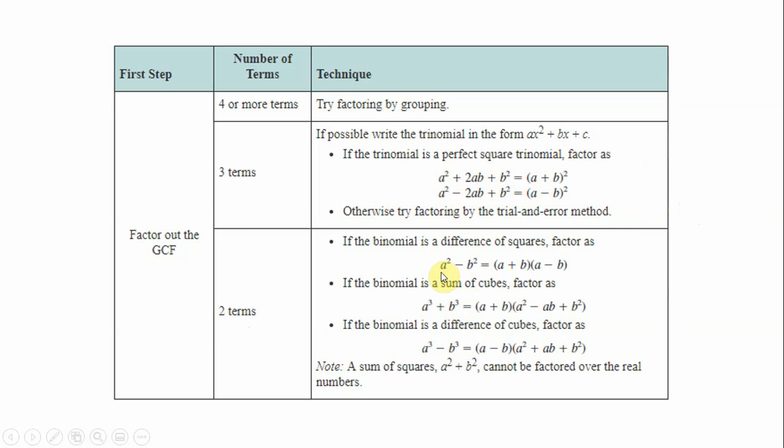If I've only got 2 terms, I'm looking and seeing, are they the difference of 2 squares? Then I can write them as a plus b, a minus b, the conjugate pairs. Sum of cubes, if I've got a cubed plus b cubed, then I can use my factoring rule, a plus b, a squared minus ab plus b squared. Plus, change the sign for this one, a cubed minus b cubed, same sign negative for the a minus b, and then I change the sign for the plus ab. So a sum of squares, a squared plus b squared, just making a note, cannot be factored over the real numbers. We'll talk about complex numbers later on. So right now we can't factor that. Just got to give up.